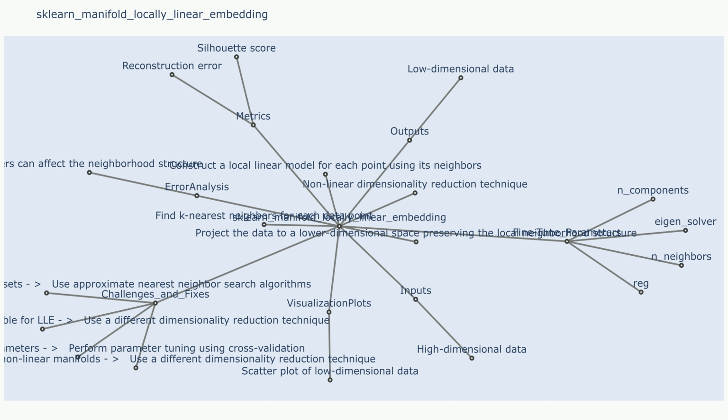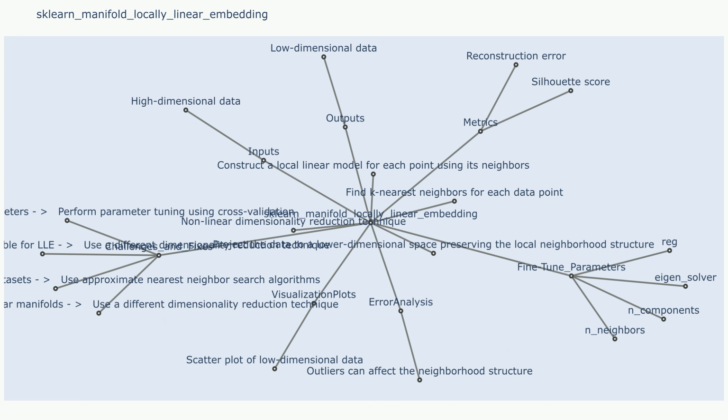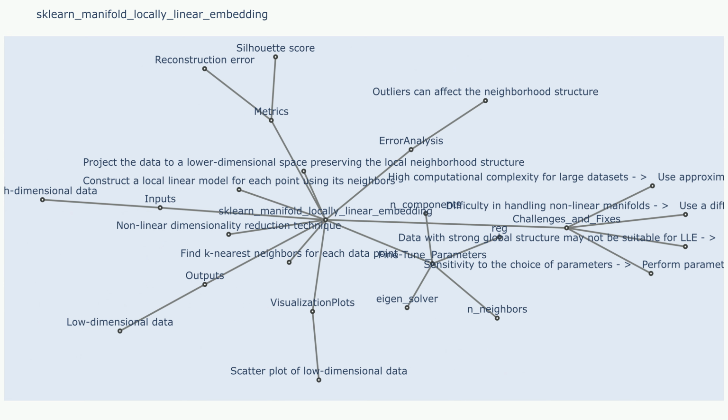Challenges and fixes. Challenge 1: Overfitting to the data. Sample use case: when the number of neighbors is too high or the regularization parameter is too low, the algorithm might overfit to the local structure of the data, resulting in poor generalization to unseen data. Fixes: Reduce the number of neighbors. Increase the regularization parameter.